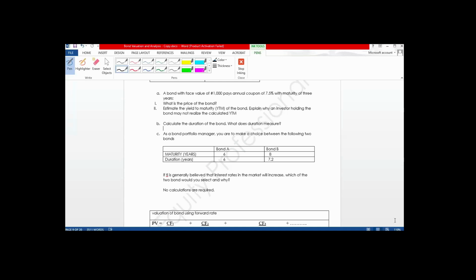That means if I invest in bond B, it will take me 7 years to recoup the amount I invested. But if I invest in bond A, in 6 years' time, I'm going to recoup my investment. Since market interest rates will rise, and I'm aware that value of bond will fall, it is better to invest in a bond with shorter duration.